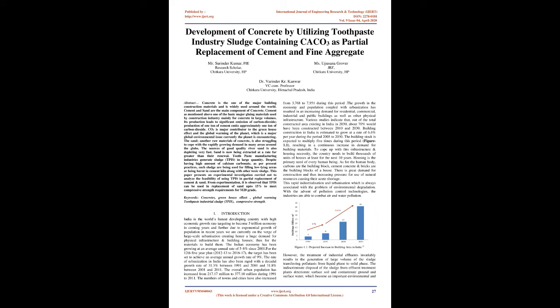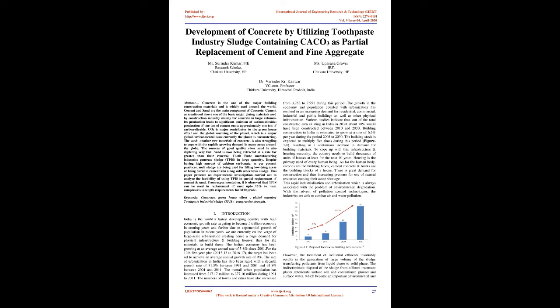The Indian economy has been growing at an average annual rate of 5 to 8% since 2001. For the 12th five-year plan, 2012-13 to 2016-17, the target has been set to achieve an average annual growth rate of 9%. The rate of urbanization in India has also been rapid, with a decadal growth rate of 31.3% between 1991 and 2001 and 31.8% between 2001 and 2011.